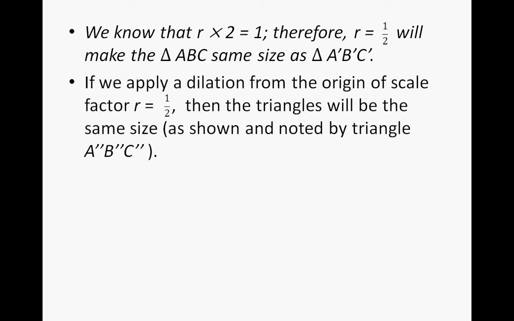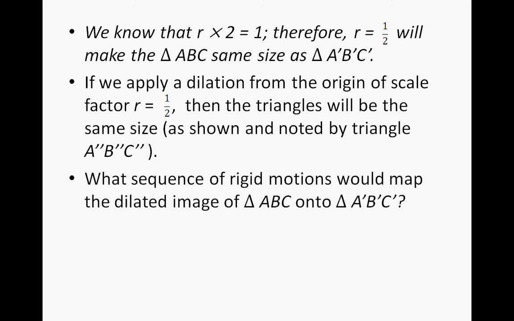So if we apply that dilation from the origin with scale factor r equals 1/2, then the triangles will be the same size. Note that that new triangle is A double prime, B double prime, C double prime. So what sequence of rigid motions would map this dilated image of ABC onto A prime, B prime, C prime?